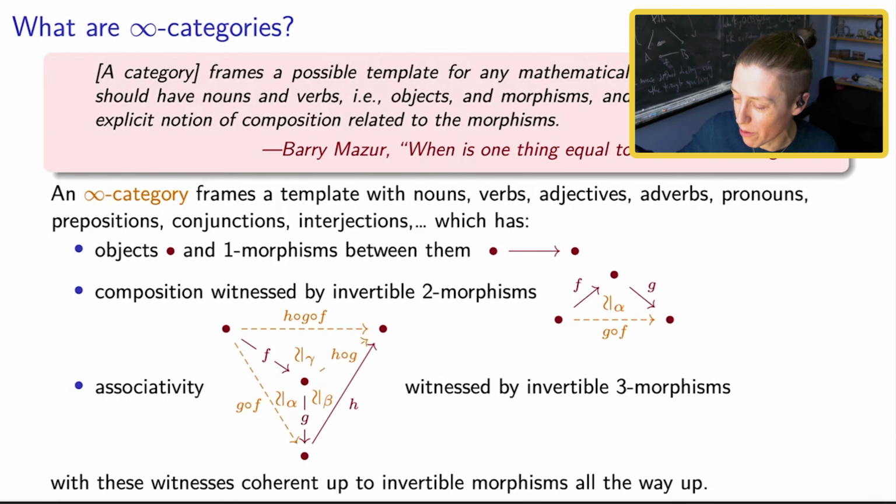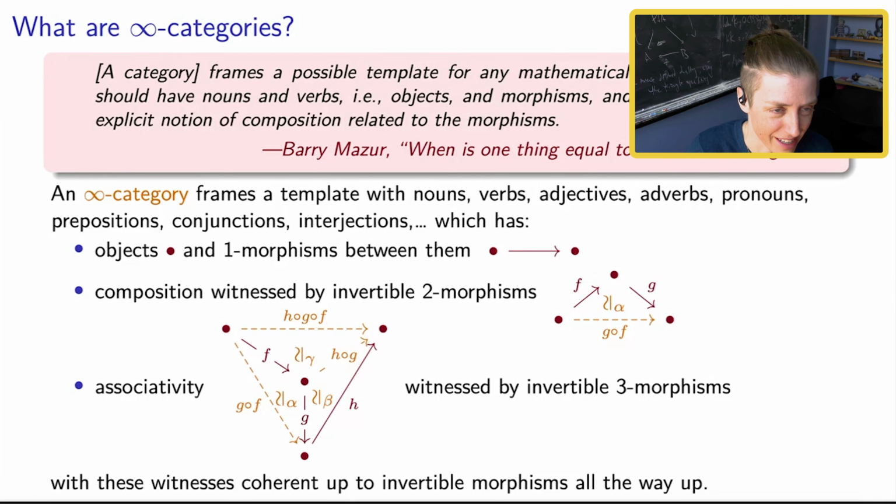Associativity involving 4 composable morphisms would be witnessed by some 4-dimensional data that involves these invertible 3-dimensional morphisms, and we have coherences up to invertible morphisms all the way up. So we're adding higher dimensional morphisms on top of the objects and the one-dimensional morphisms, and also relaxing some of the axioms. So we're no longer requiring that associativity is an equality, that H composed G composed F is equal to H composed G composed F. But maybe there's some sort of data involved, some sort of higher dimensional data. That's what we should imagine.